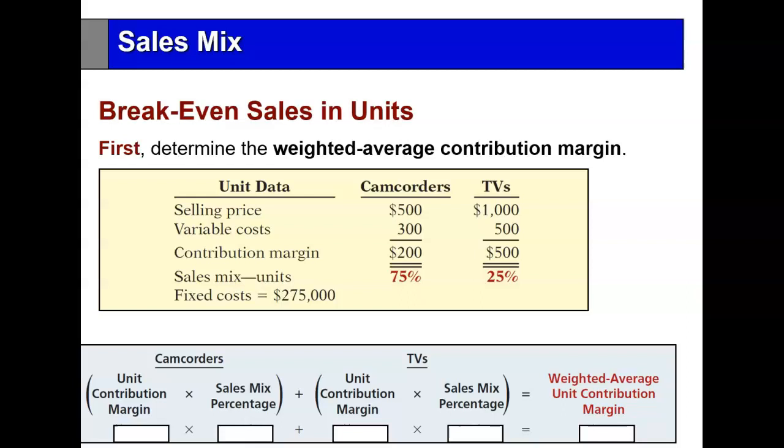So what we do then is we take the sales mix and the contribution margin for each unit, and we develop a weighted average contribution margin per unit. And how we do that: take the camcorders, the unit contribution margin is 200. The sales mix is 75%, so I multiply that by the 75%. The television has a unit contribution margin of 500, and I multiply that by 25%, add it together, and I get a weighted average unit contribution margin of 275. Now that's not the camcorder, that's not the television, that is both of them weighted by the sales mix.